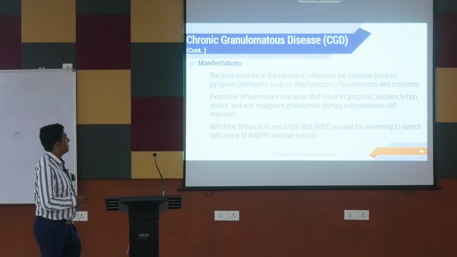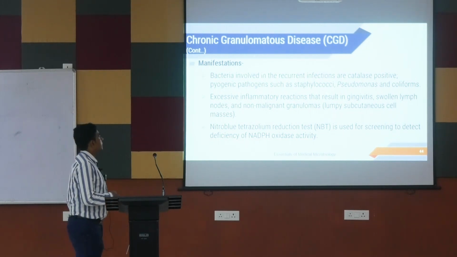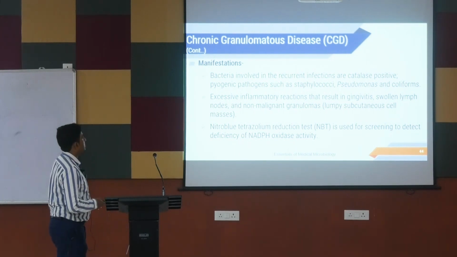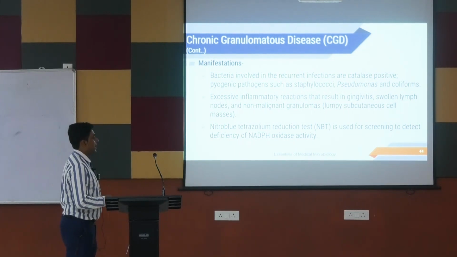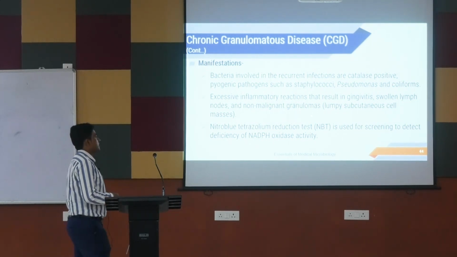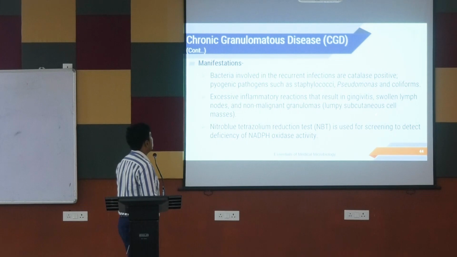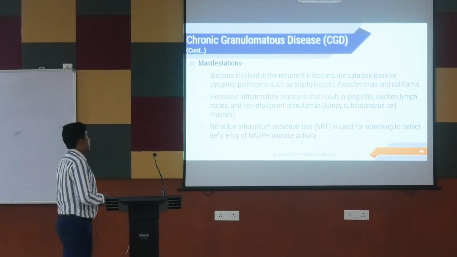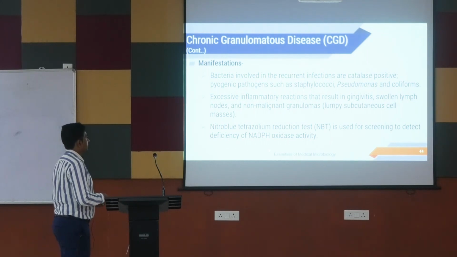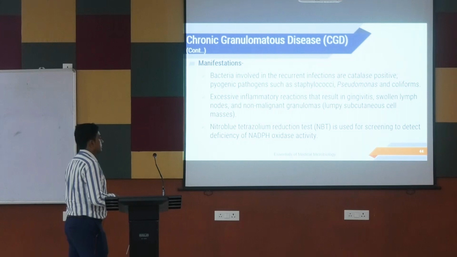কি হয় সেজন্য phagocytosis defective হয়ে গেলে? Bacteria is involved in the recurrent infections আর catalase positive bacteria গুলো, যেমন pyogenic pathogens like staph, pseudomonas and coliforms. Excessive inflammatory reactions that result in gingivitis, swollen lymph nodes and non-malignant granulomas. And the blue tetrazolium test is used for screening to detect the deficiency of NADPH oxidase activity.